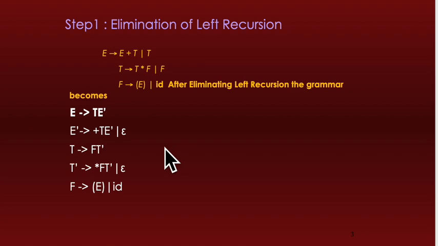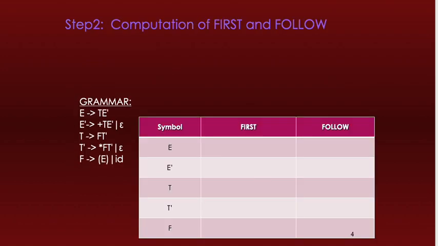For eliminating left recursion and computing FIRST and FOLLOW, please follow the other videos where I talked about them. Now step 2 is the computation of FIRST and FOLLOW. So now this is the grammar with E dash, T dash and F. For this grammar you have to compute FIRST and FOLLOW for E, E dash, T, T dash and F.